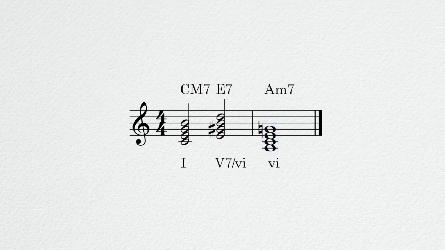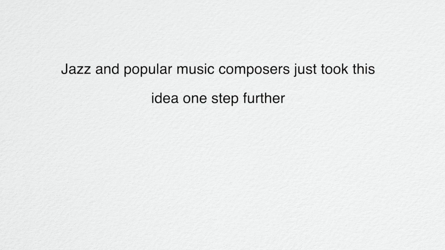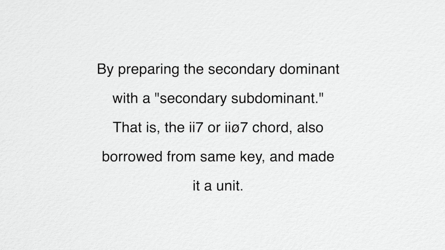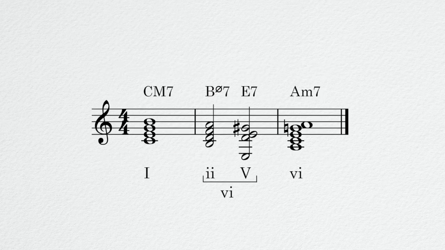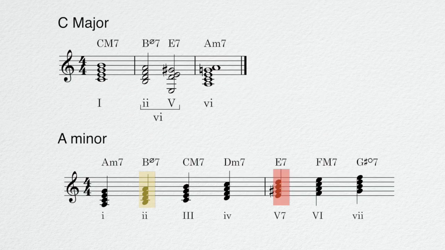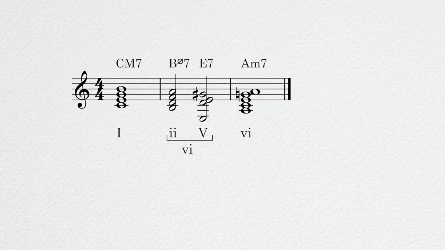It's a very common, long-standing concept that goes all the way back to the Baroque era in Western music. Jazz and popular music composers of the early 20th century just took this process one step further by preparing the secondary dominant with a kind of secondary subdominant. That is, the 2 minor 7 chord, also borrowed from A minor, made it a unit. So we have 1, 2, 5 of 6 going to 6.